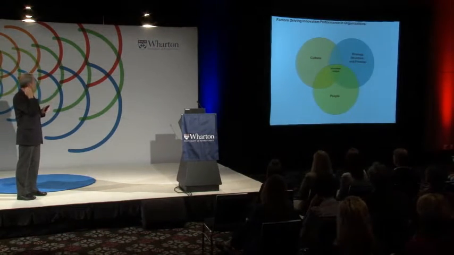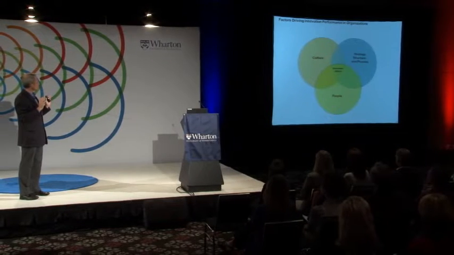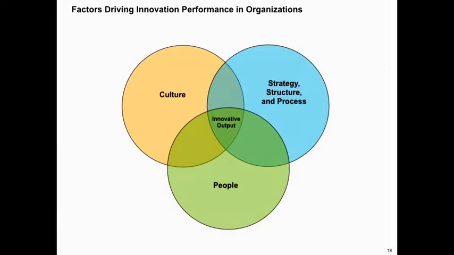First, let me give a little philosophy here, which is, I think you can think about the contributors to innovation success as being a three-legged stool here. And the three legs are, you have to have the right people. If you don't have the people who have the relevant knowledge base and capabilities, you're not going to get the job done. You have to have the right culture. That is, they have to have the values and beliefs that are supportive of getting the innovation done. And you have to have the right strategy, structure, and process.